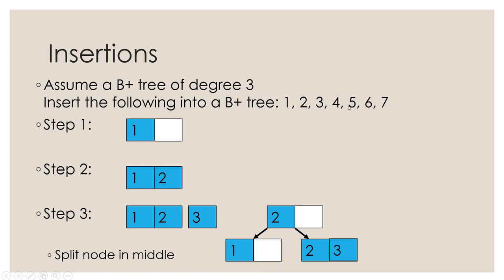Okay, the next value that we're going to add is 4. So we go to the root node. Is 4 less than 2 or is it greater than 2? It is greater, so I'm going to follow this direction using this pointer. And am I able to add 4 into this node? No, there is no space, right? So what do we do when there is no space? Same thing. We're going to split the node in the middle.